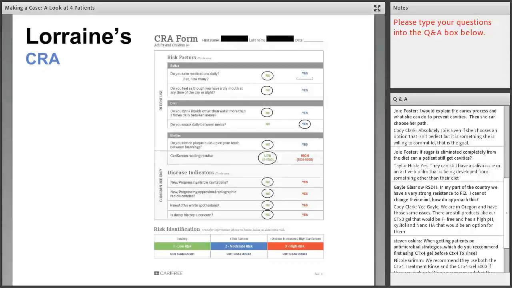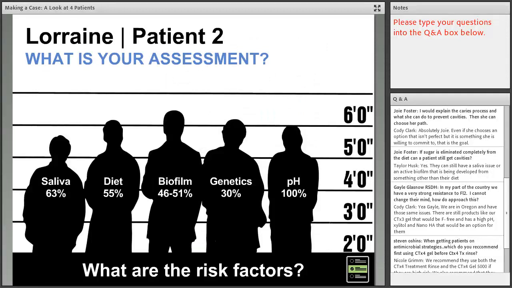Remember, if they have only green answers, they're low risk. If they have at least 1 blue answer, which is a risk factor, that makes them moderate risk for dental caries. If they have at least 1 red answer, that makes it high risk. So Lorraine here is moderate risk because she has a risk factor. She doesn't have any cavities. She doesn't have any white spot lesions. She's got plenty of saliva. So what we really need to do for Lorraine is figure out what our assessment is.